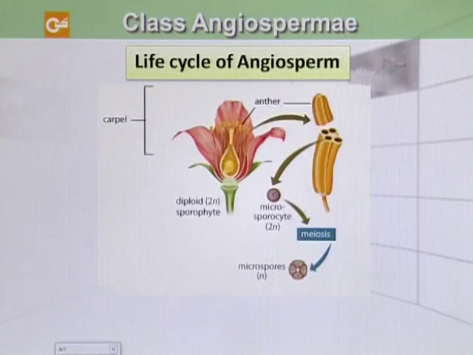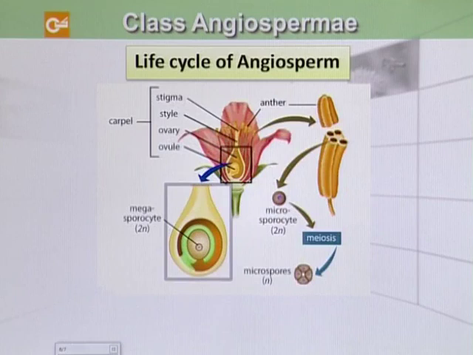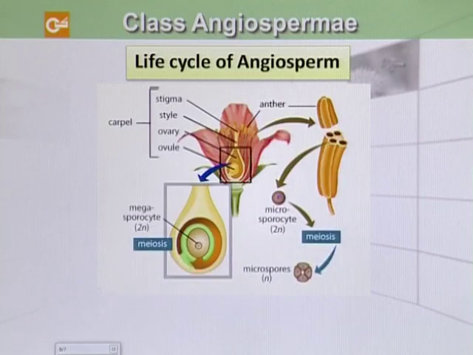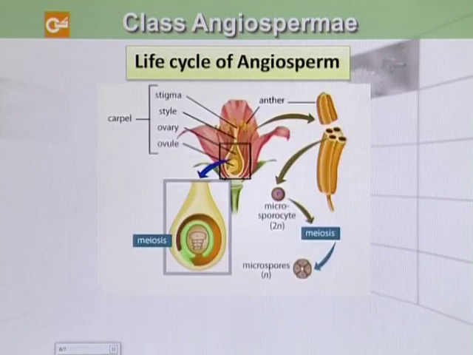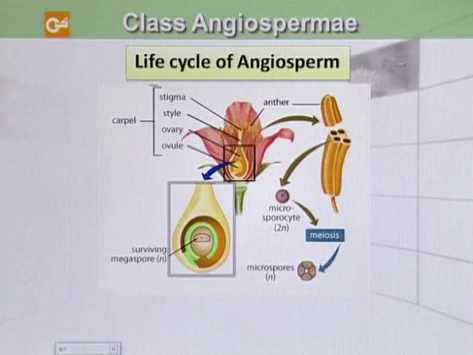Meanwhile, in the female part, which is also called the carpel, the same process is going on. We know that the carpel comprises the stigma, style, and ovary, and of course the ovule. Inside the ovary, there is the megasporocyte, and the megasporocyte undergoes meiosis and forms 4 cells or megaspores. Out of these 4 megaspores, 1 remains functional.